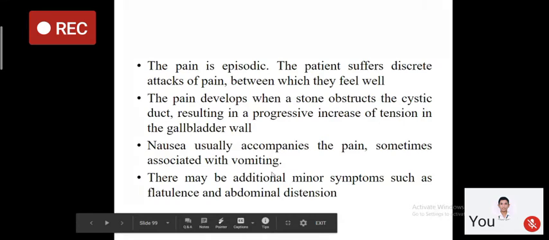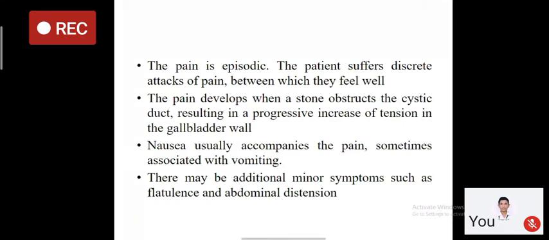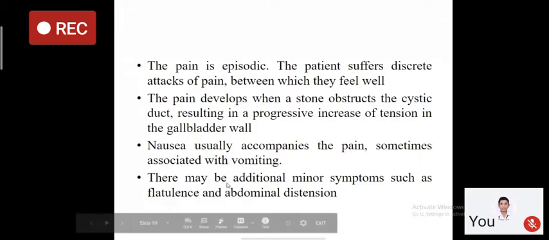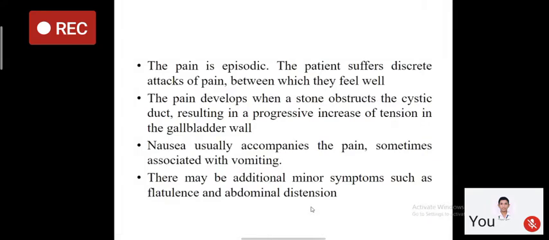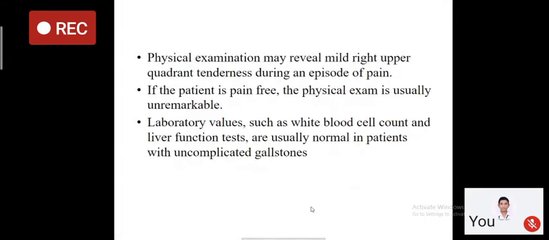So the main symptom of chronic cholecystitis is pain in the right hypochondrium, which radiates to the back. Sometimes it is present in the right shoulder, sometimes it is present between the shoulder blades, and this pain is usually associated with nausea and vomiting. And there can be other additional minor symptoms like flatulence and abdominal distension. So these are the associated symptoms in chronic cholecystitis.